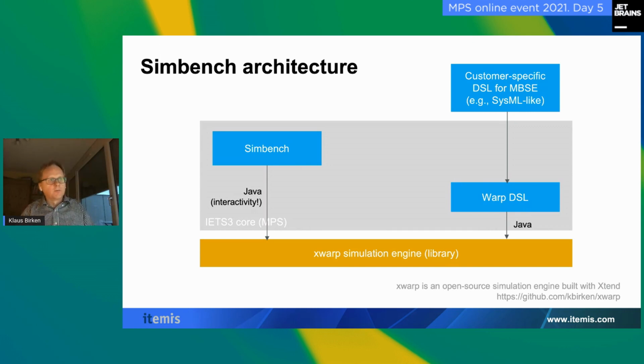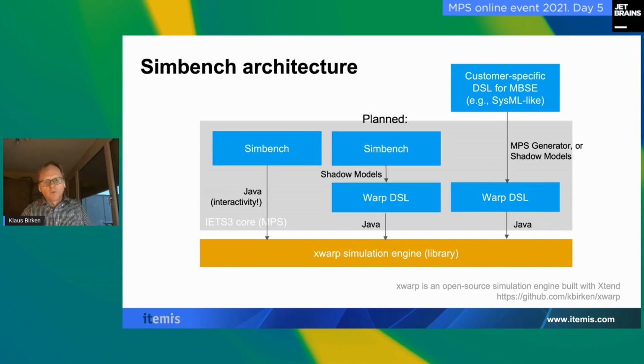And we actually did this in customer projects. Simbench doesn't apply a SysML standard, for example. So if a customer wants to model with SysML, we would build this and map it to warp, maybe losing this interactive property of what we have with Simbench. But we would choose the MPS generator framework, or we could use an incremental model transformation like shadow models, so that the warp DSL is available all the time, and then we can also implement this interactive user interaction. And this is what we will do in the future.